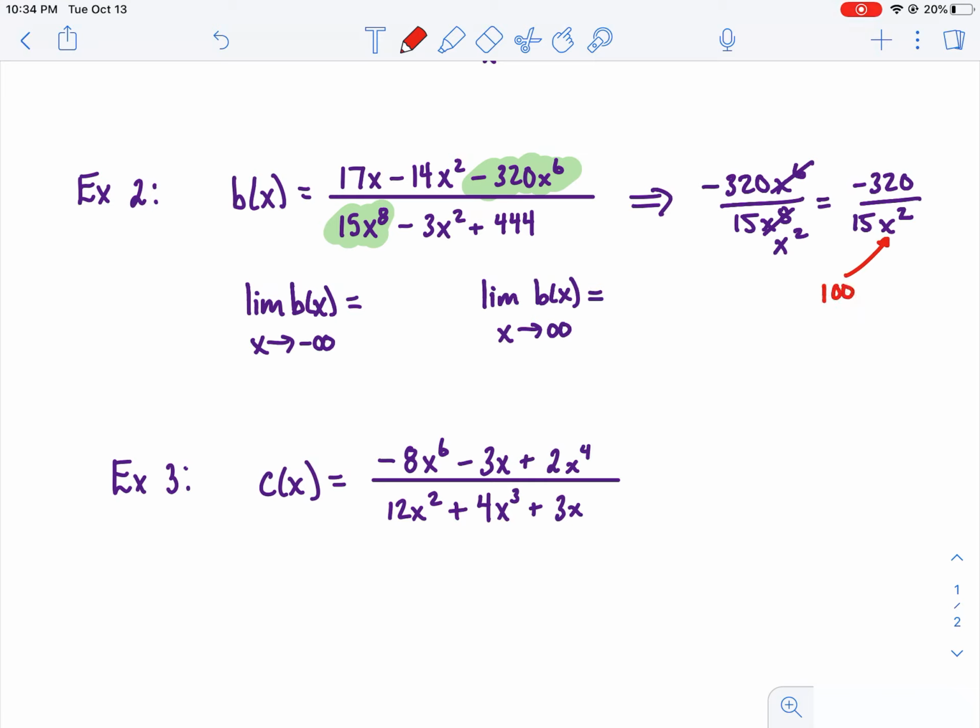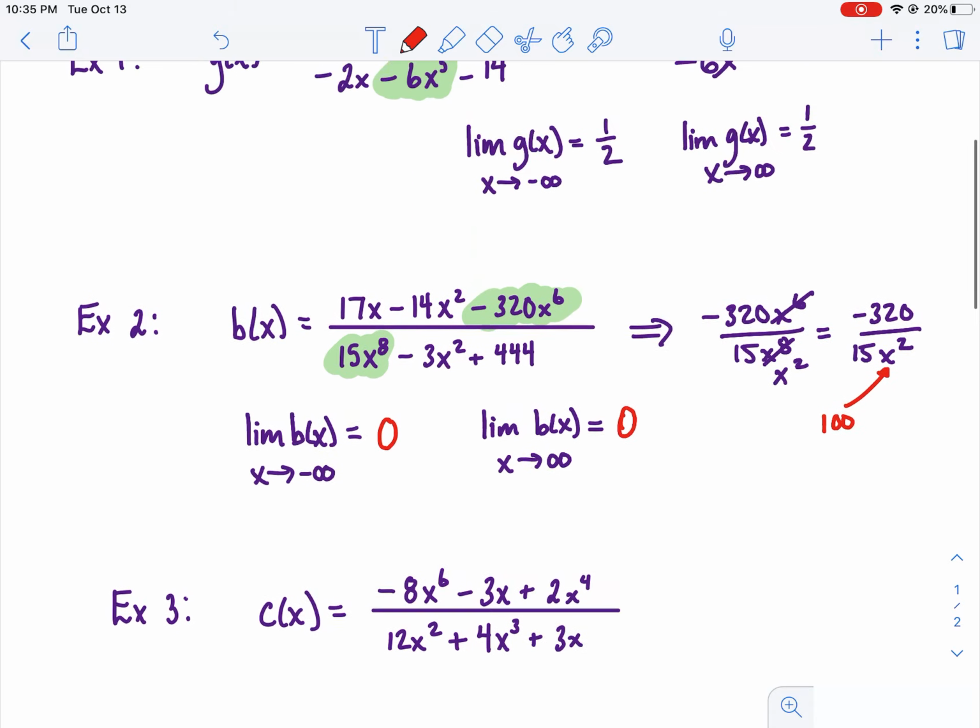Then that means that this number on the bottom is going to be 100 squared times 15. So that denominator is going to be so much bigger than the numerator. And so whenever the degree of the bottom is bigger, then the limit to both the left and the right just turns out to be 0 because I'm dividing by such a large number, okay?